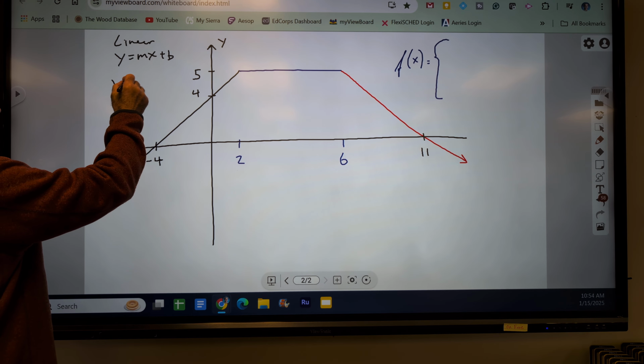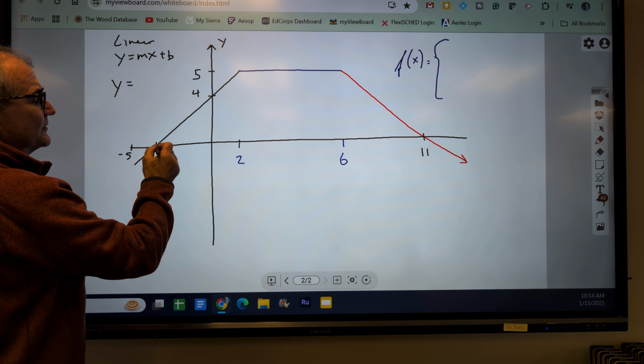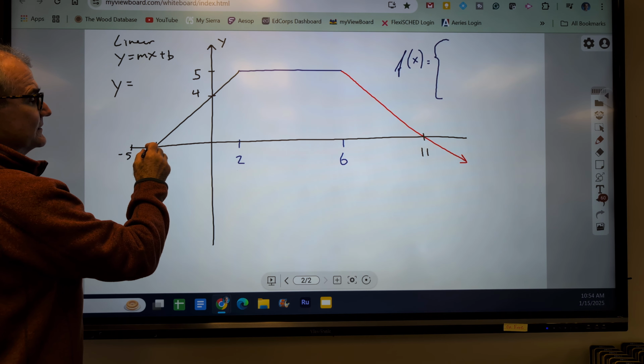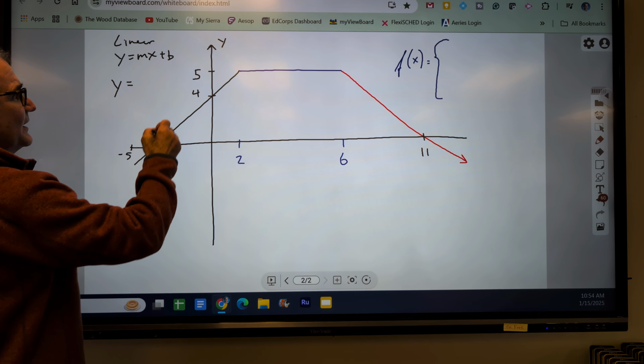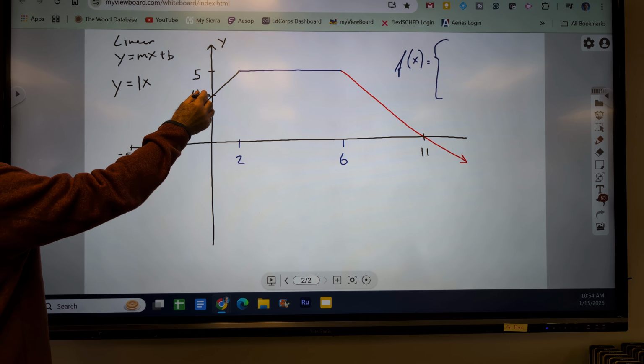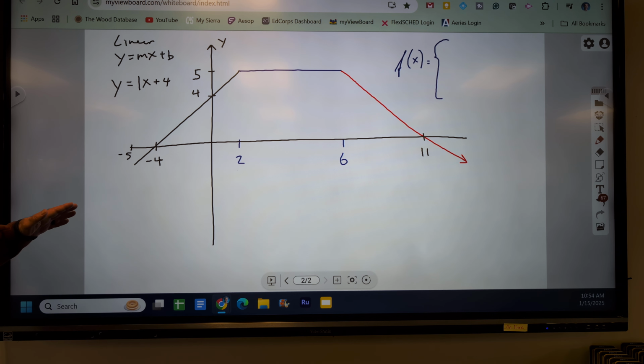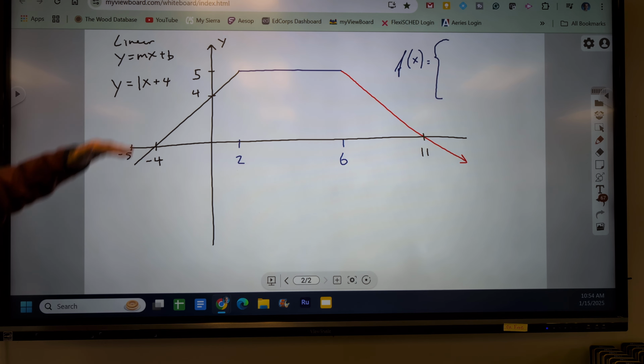So I have y equals slope. I rise 4 and I run 4, running this way and this way. So it's positive. 4 over 4 reduces to 1, plus my y-intercept, 4. So the equation of that line that goes on forever in both directions is y equals x plus 4.